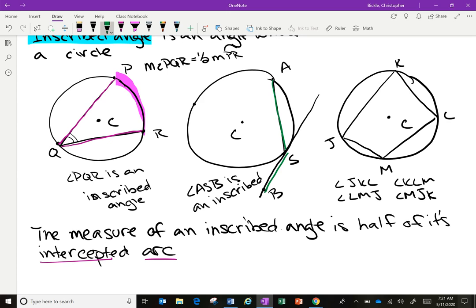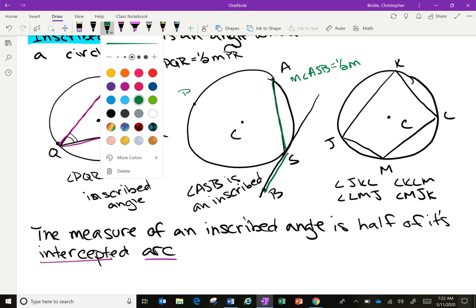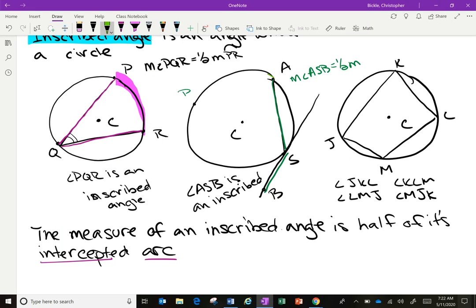Now, a lot of the time on these, they'll put another point out here. I'm going to call it P. In the second one, I know that the measure of the angle ASB has to be 1/2 the measure of the arc that it intercepts. The intercepted arc is the one that comes around, and they're going to call that APS. So the measure of the angle is always half the measure of the arc.